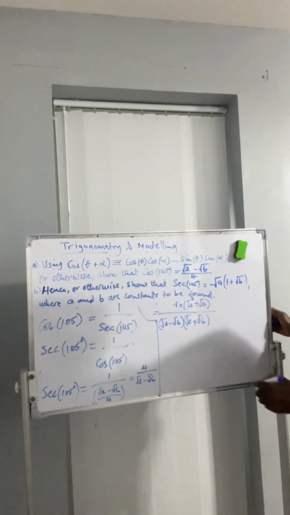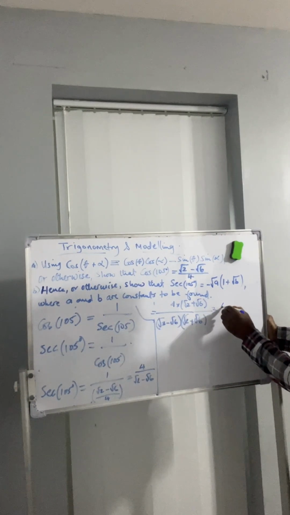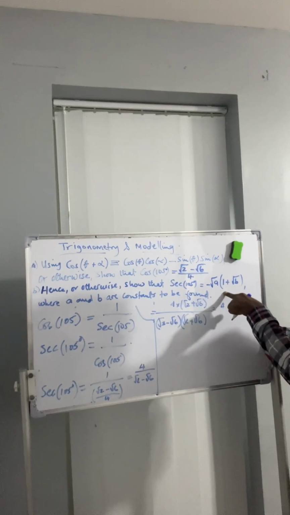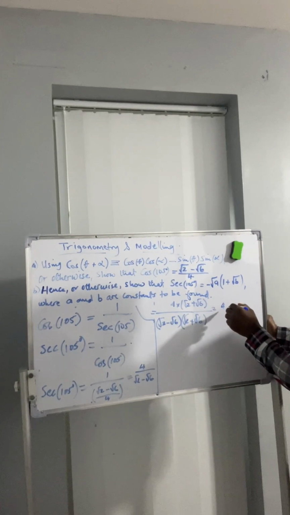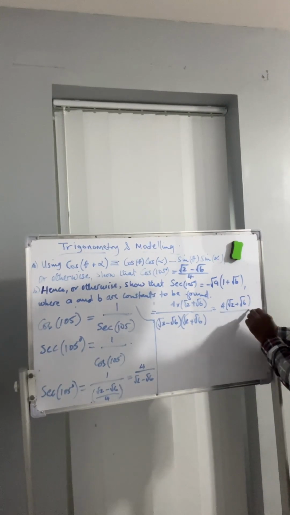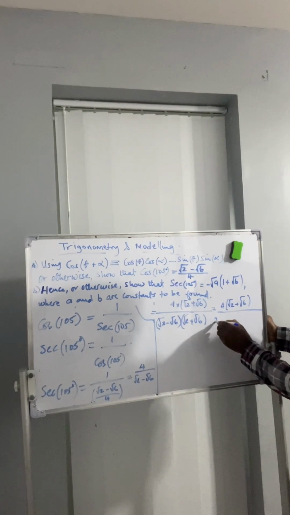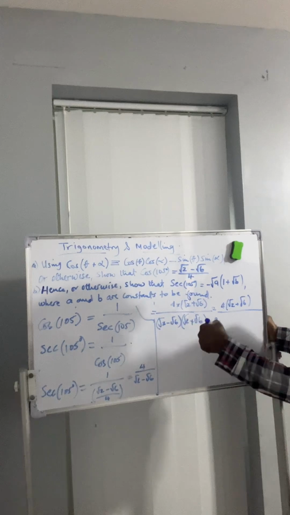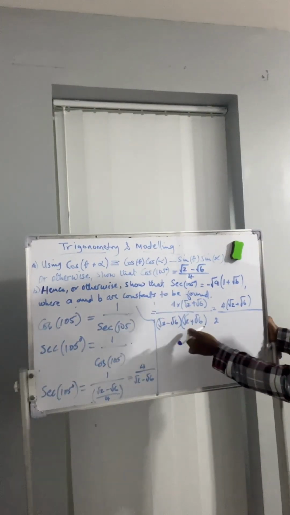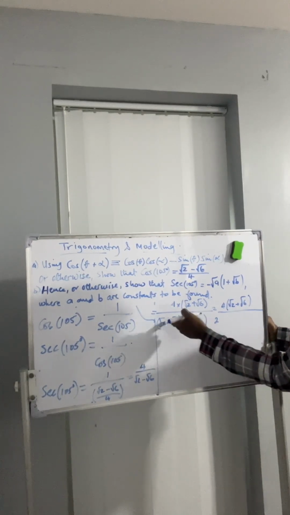So now let's expand. When you expand this, here you will get 4 into root 2 plus root 6. Now let's go to the bottom. Root 2 times root 2, you get 2. The square root of the square of a number is the number itself. When you multiply 2 square roots, you will get root 4. Root 2 times root 2 will get root 4. So root 4 is 2.